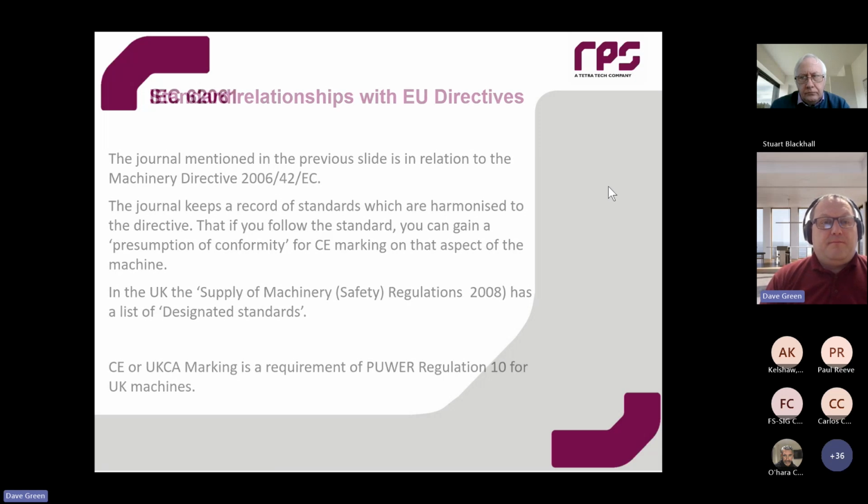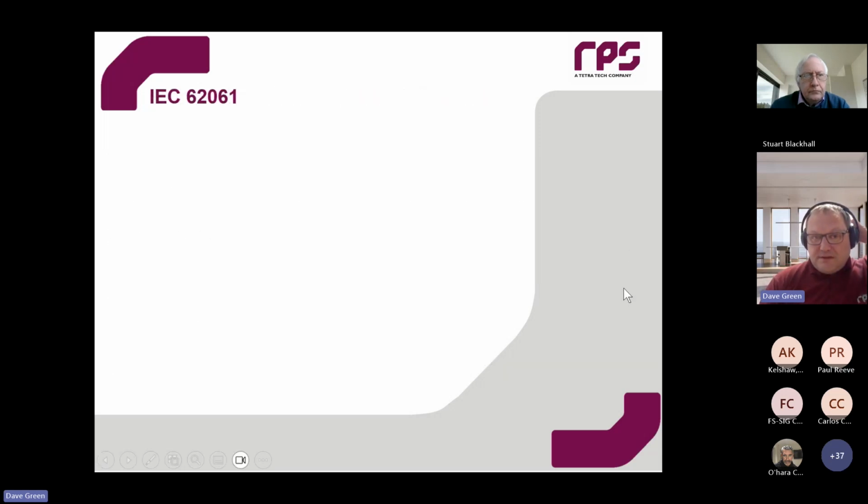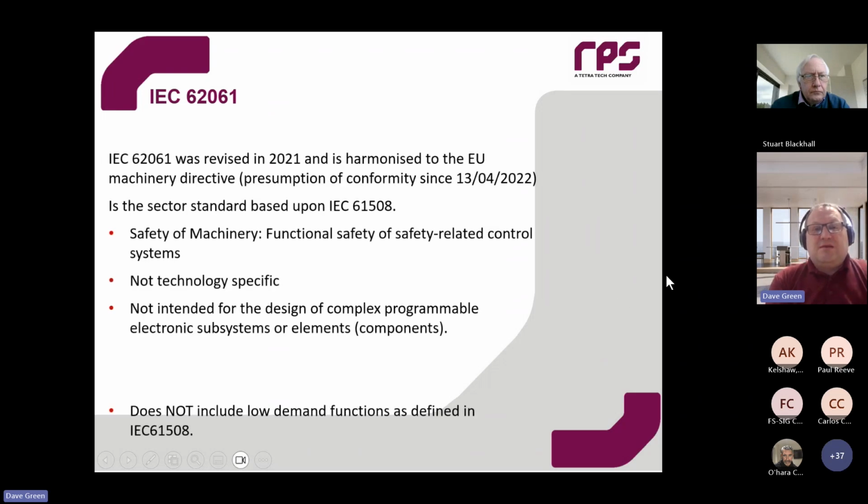Okay, right, so 62061, let's look at that one first. It was revised in 2021 and is a harmonised standard to the EU Machinery Directive. That harmonisation and the presumption of conformity came in on the 13th of April 2022, even though the standard was released in 2021. And it's a machinery sector standard based on IEC 61508. This is now what it's called, so safety of machinery, functional safety of safety-related control systems, and it's not technology specific.